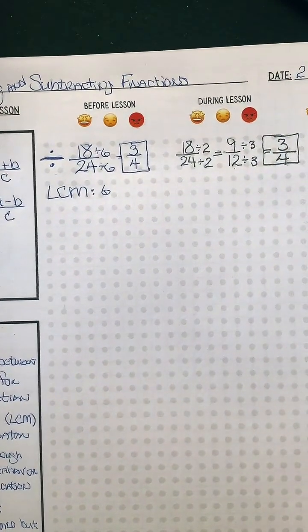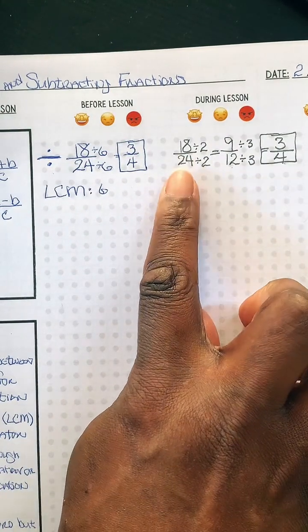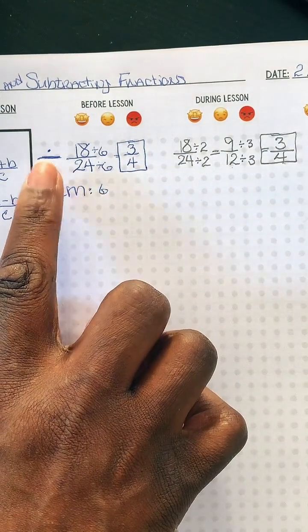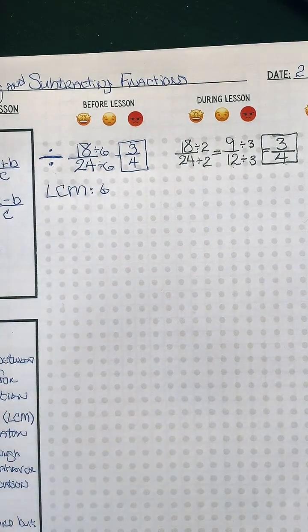But this is what you do to reduce your fractions. And don't forget, a fraction is just another way of doing division, all right? So let me see if we can reduce this again.